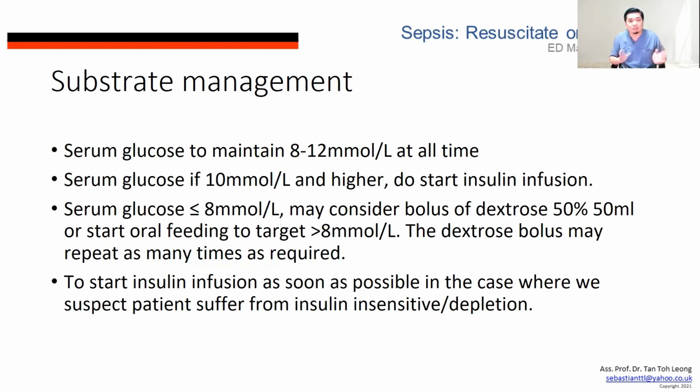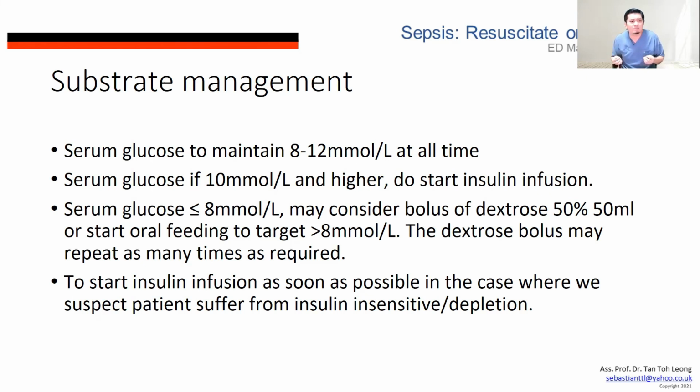So how to manage substrate in a critically ill patient? I suggest this, which is what I do in my own department here. This is how I control the sugar and how I make sure the glucose always enters the cell, so the ATP is always there. I try to maintain serum glucose at 8 to 12 at all times. If serum glucose is 10 or higher, I start an insulin infusion. For serum glucose less than 8, I may consider boluses of dextrose 50%, 50 ml if the patient's BP is low, or we will give dextrose 10 as maintenance, or start oral feeding, to target 8 millimole per liter.